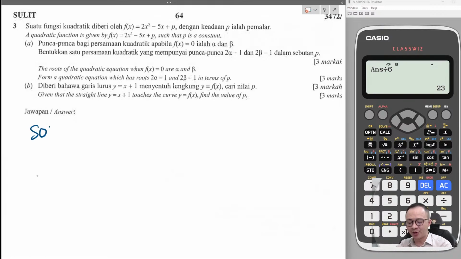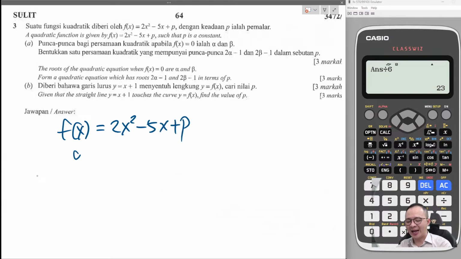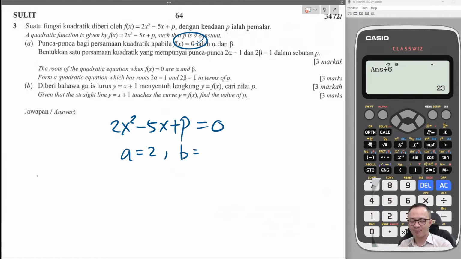So sum of root, let me write down the equation first lah. f(x) equals 2x squared minus 5x plus p. At least you need to know what is a, b, and c lah. Actually, we can only take a, b, c when f(x) equals 0. So when f(x) equals 0, the whole thing will be 0. Right? Okay, now only we take a, b, c, because we normally take a, b, c at the general form.